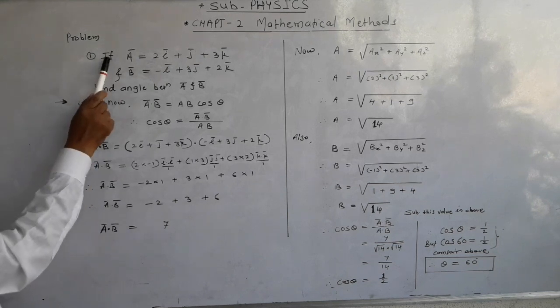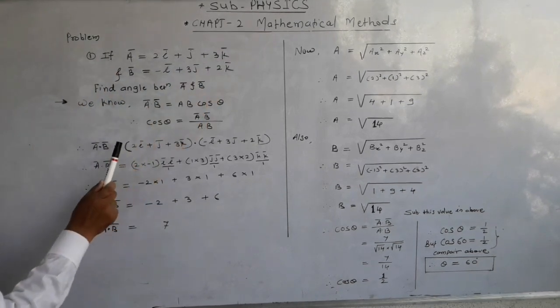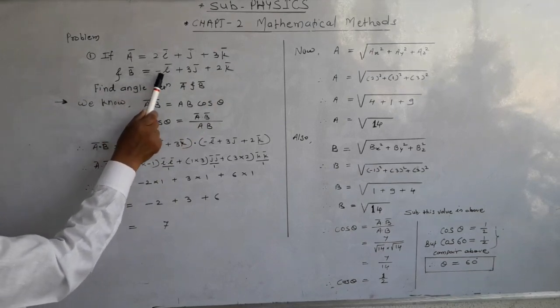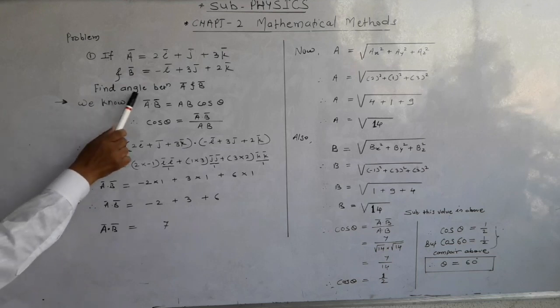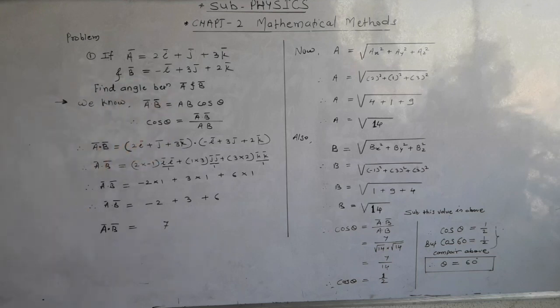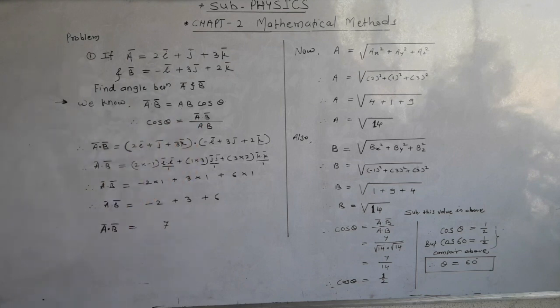Here, if the vector A bar is equal to 2i plus j plus 3k and b bar is equal to minus i plus 3j plus 2k, then we have to find out the angle between A bar and b bar. For that purpose, we first use the formula from the definition of scalar product of two vectors, A bar dot b bar is equal to AB cos theta.